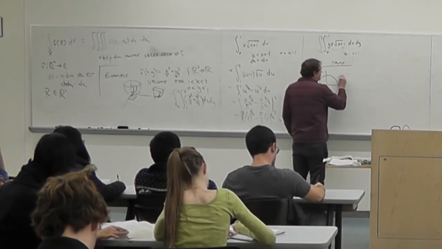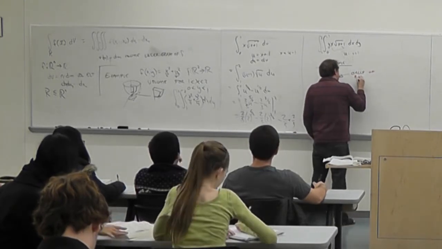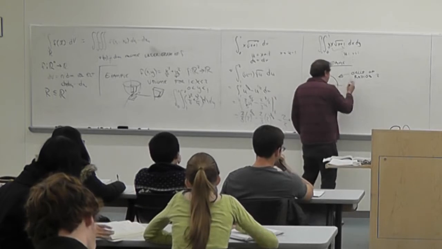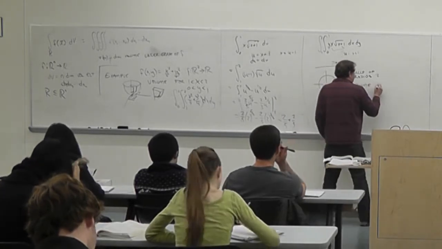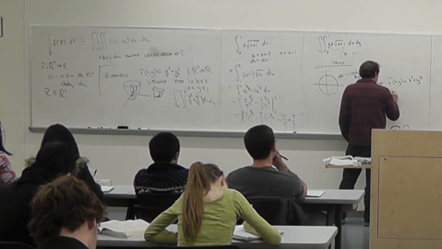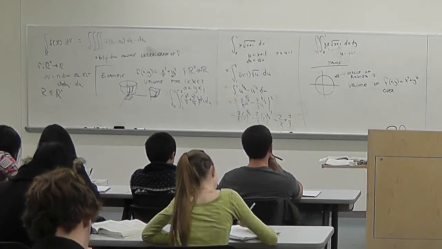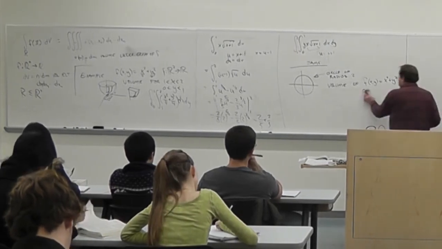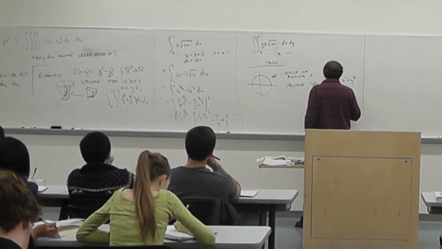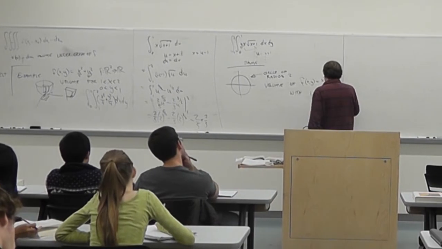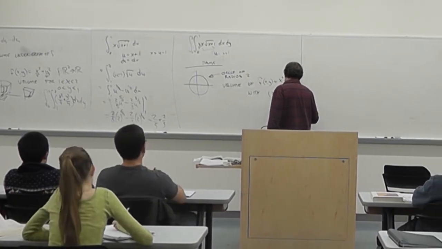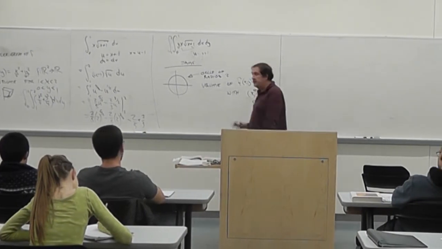So I'm going to describe this, say, the circle of radius 2. And suppose that I have some function. Suppose I want to find the volume of f of x, y equals x squared plus y squared, with x and y inside the circle of radius 2.